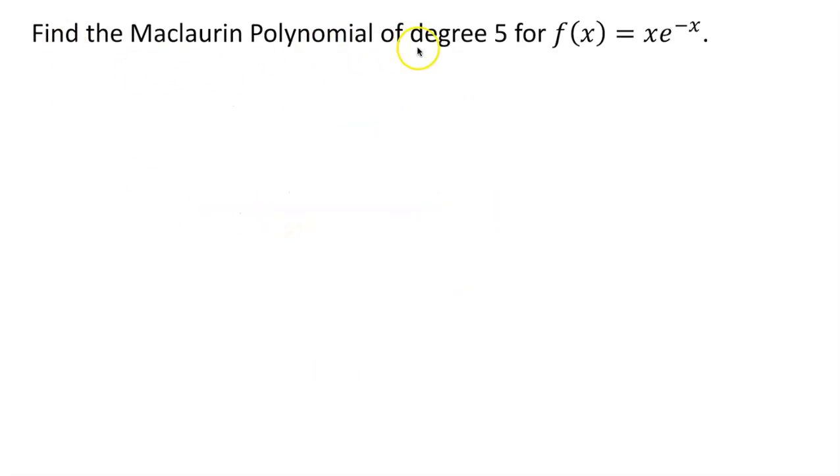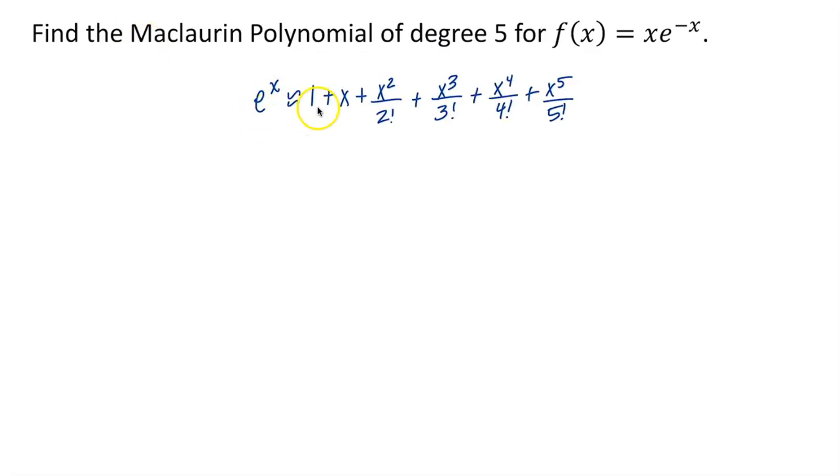Here we want to find the Maclaurin polynomial of degree 5 for f of x equals x times e to the negative x. So again, we're not intended to use the formal definition where we take a bunch of derivatives. We're supposed to recognize that within this product here, I have e to the x involved. So we're going to start with what we know the Maclaurin polynomial for e to the x is. So e to the x is 1 plus x plus x squared over 2 factorial plus x cubed over 3 factorial plus x to the 4th over 4 factorial plus x to the 5th over 5 factorial. So I'm stopping there because we eventually want a degree 5 Maclaurin polynomial, but not just for e to the x, for x times e to the negative x.